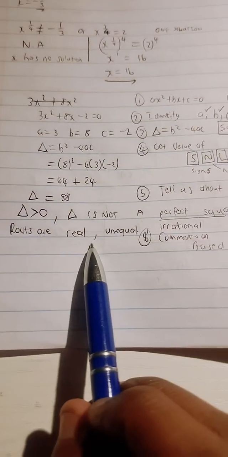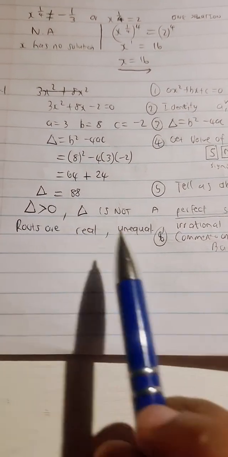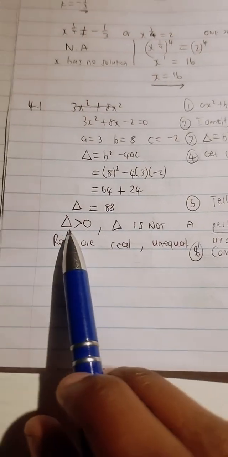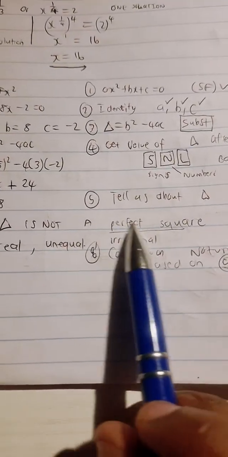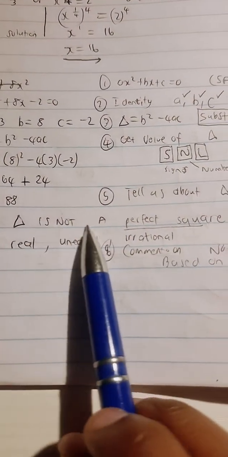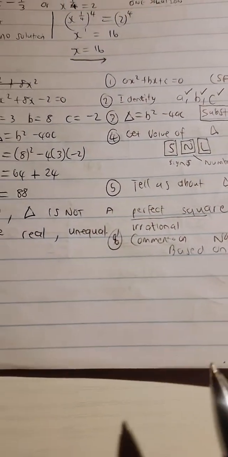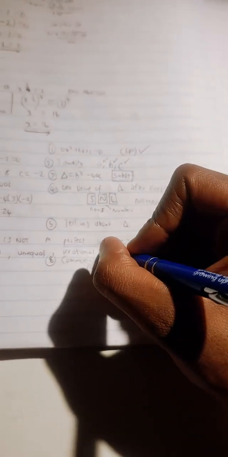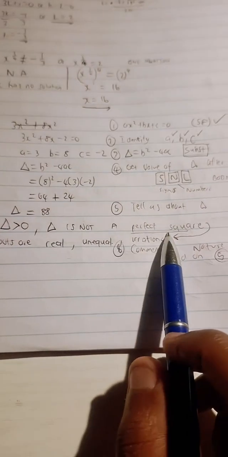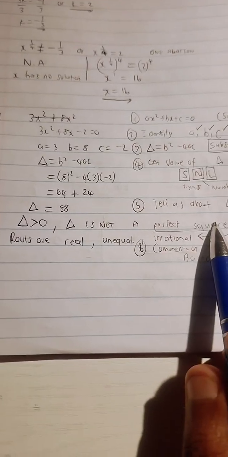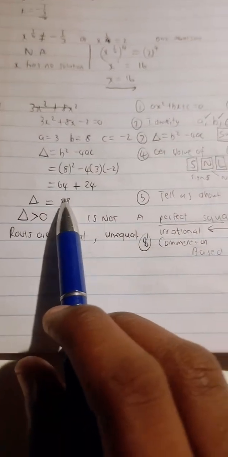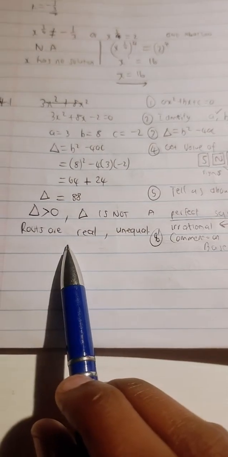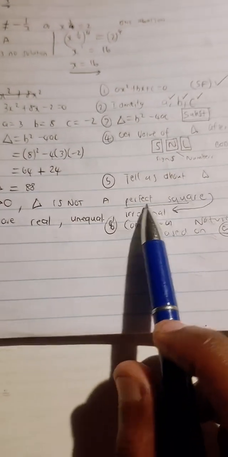The roots are real because delta is greater than 0. The roots are unequal because delta is greater than 0. The roots are irrational because delta is not a perfect square. Everything that we are commenting about the roots is coming from something we have indicated after getting the value of delta. Okay? They are irrational because delta is not a perfect square.